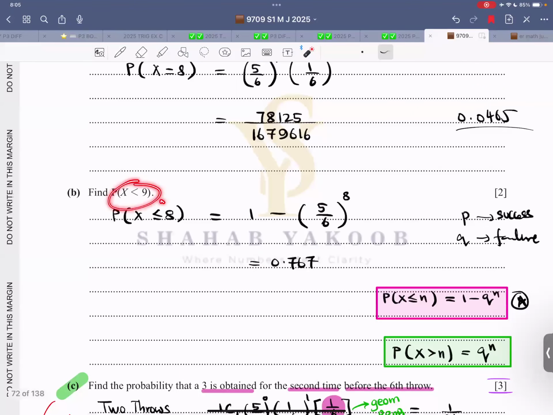Probability x is less than 9. We talked about it before in the previous question. Probability x less than 9 does not exist. Less than or equal to n exists: 1 minus q raised to the power of n, that is 1 minus 5 over 6 raised to the power of n. Sometimes they can even ask probability x greater than n. Over here, the greater inequality is used, that is q raised to the power of n.